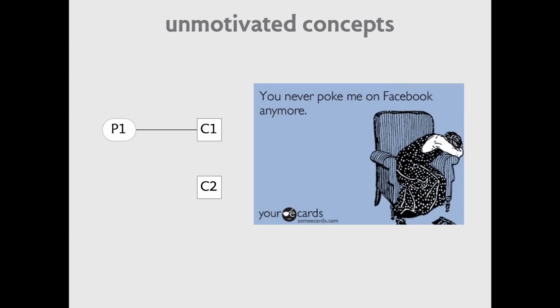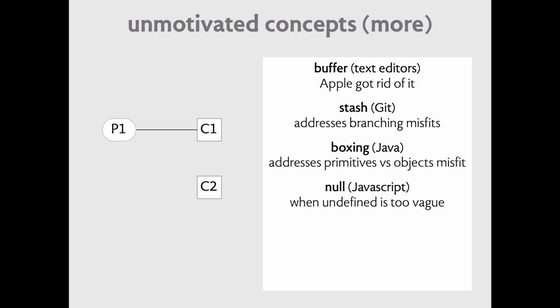Unmotivated concepts. These are harder to find. Concepts that exist in applications that apparently have no purpose. Facebook had this thing called pokes, and no one was really sure what pokes were for. And pokes seem to have died. But there are more common cases of unmotivated concepts, and here are some of them. Here's a controversial one, and I'm still not sure if this has a purpose. But remember there used to be this thing called buffers? Like when you opened a text editor, you got a buffer. I guess some of you probably still use these things. I'm teasing, sorry. Apple basically decided that this is a 20th century idea and we don't need it anymore. And I suspect they're right.